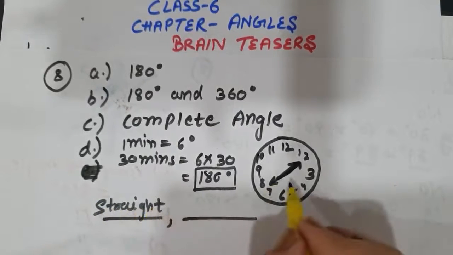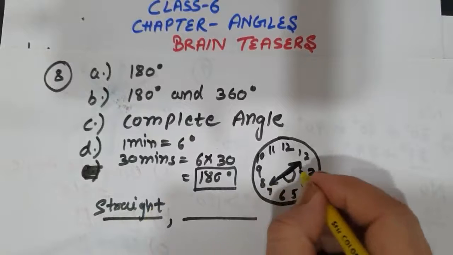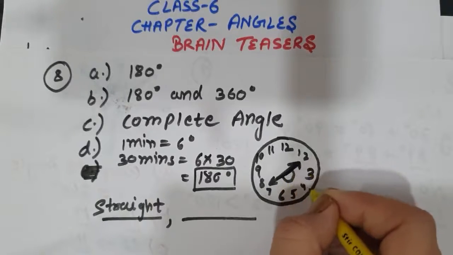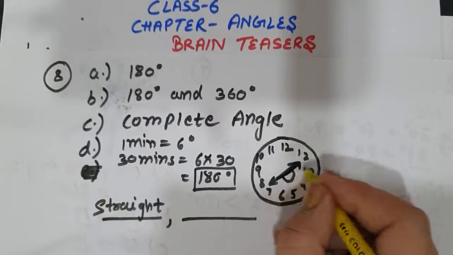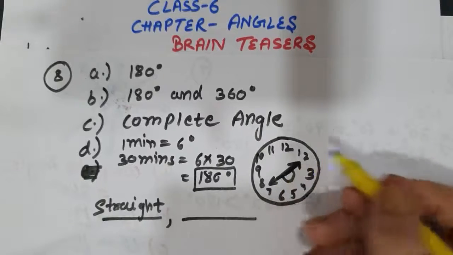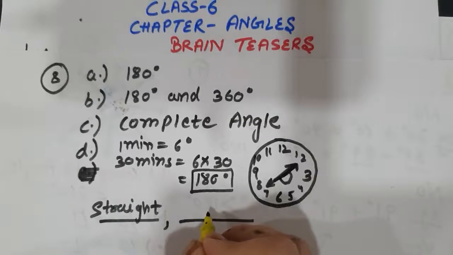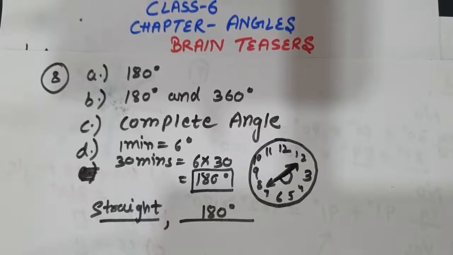If you draw the diagram properly, you can see one hand is right behind the other. It means these two are forming a straight line. You can clearly observe it also. But we need to tell how many degrees? 180 degrees. Straight angle is always equal to 180 degree.